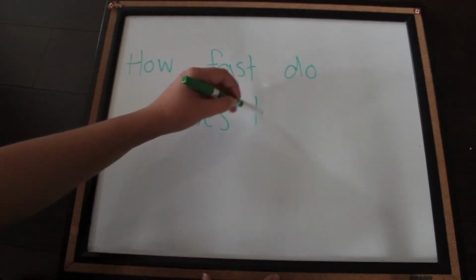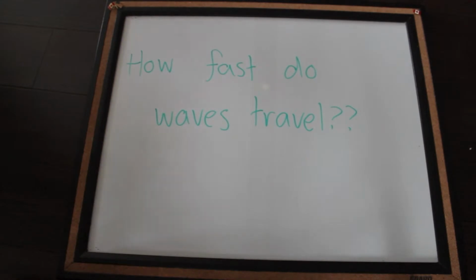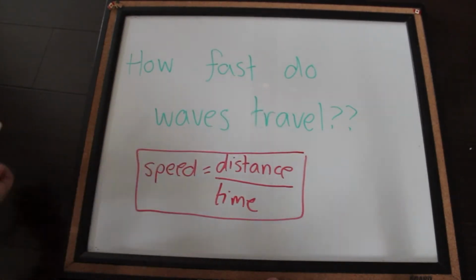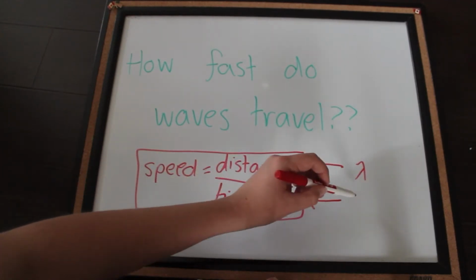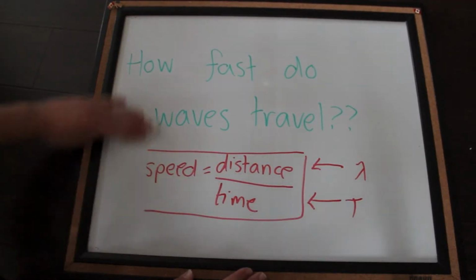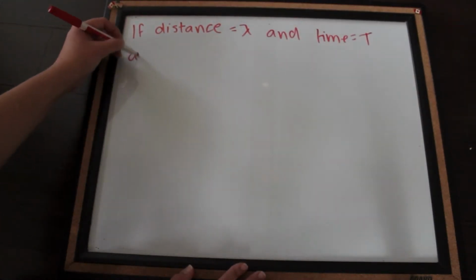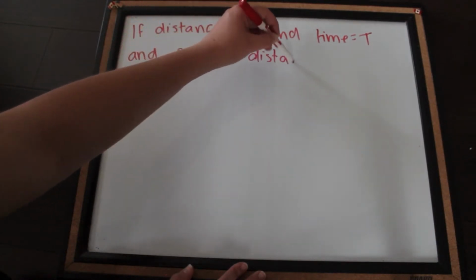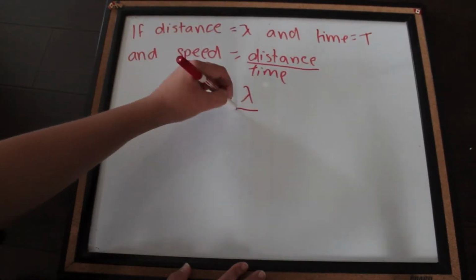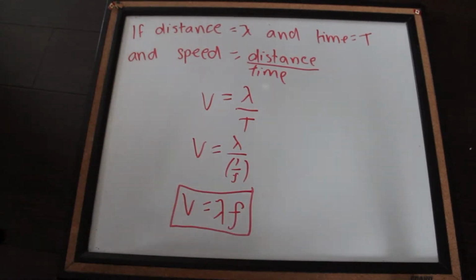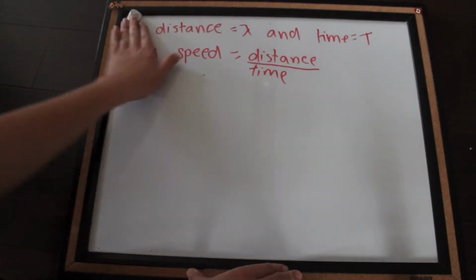How fast do waves travel? Well, we know the equation: speed equals distance over time. So in this case, since we're using waves, the distance is the wavelength and the time is the period. So, if the distance is the wavelength and the time is the period, and speed equals distance over time, then the velocity of the wave is wavelength over period, which can also be turned into wavelength times the frequency.